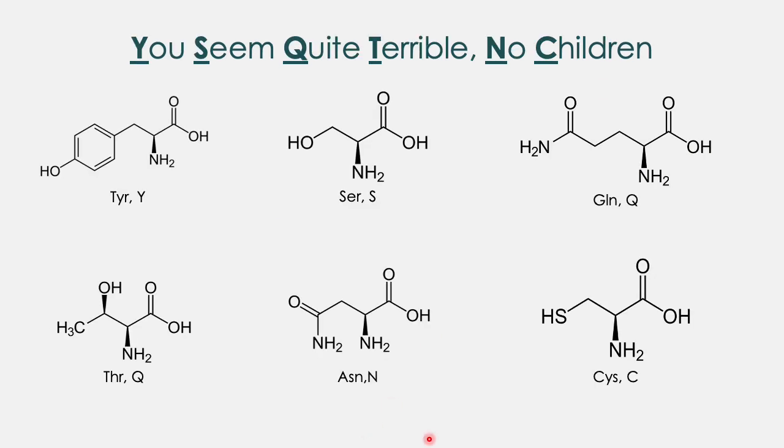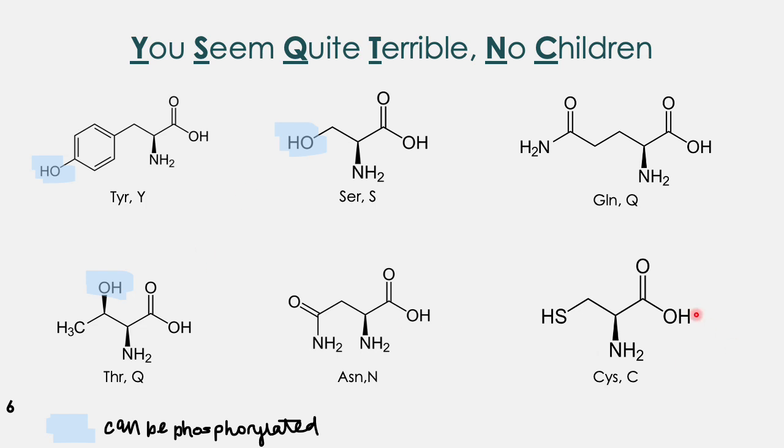Next, we have our polar amino acids, which can be remembered using the mnemonic, "you seem quite terrible, no children." Of these polar amino acids, 3 of these will have hydroxyl groups: tyrosine, serine, and threonine. This is important because these 3 amino acids are the only ones that can be phosphorylated due to the hydroxyl group. This is often a common point that you'll have to think about in questions on the MCAT, so just keep in mind that hydroxyl groups mean that they can be phosphorylated.